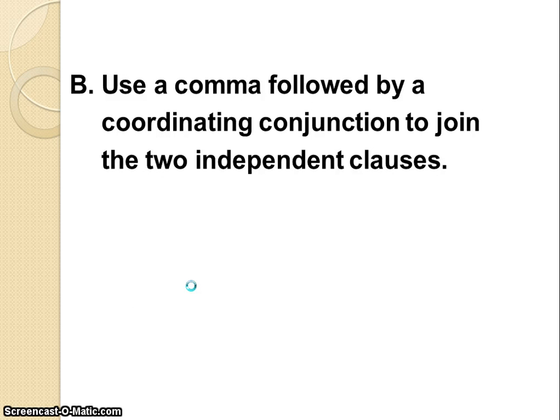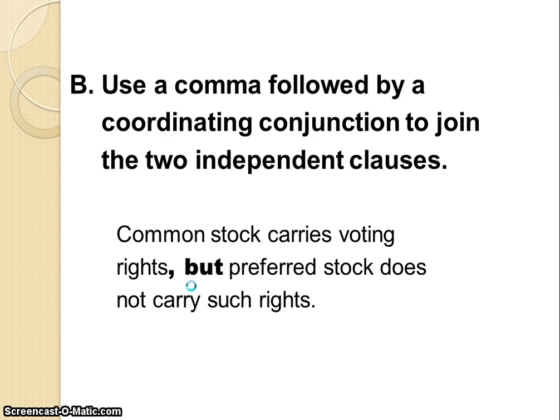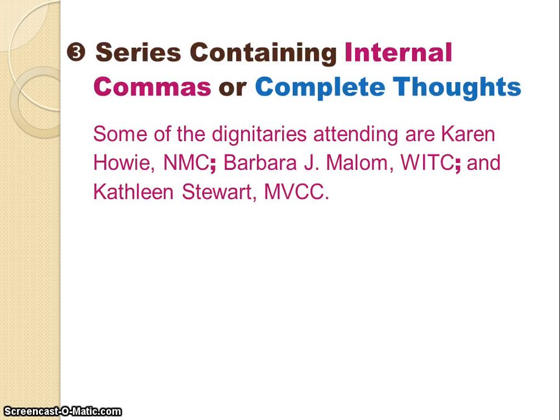Or we could use a comma followed by the coordinating conjunction to join the two independent clauses. So instead of using that semicolon, we could put a comma after rights and then put the coordinating conjunction but. All three of those ways are correct. It's just the way you want your sentence to read or how you want it to appear.